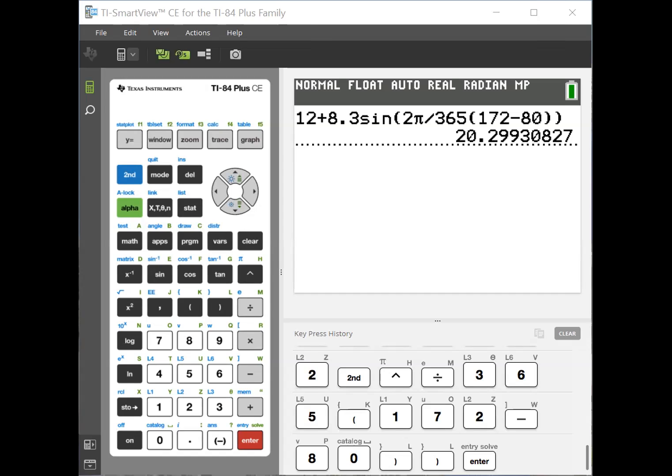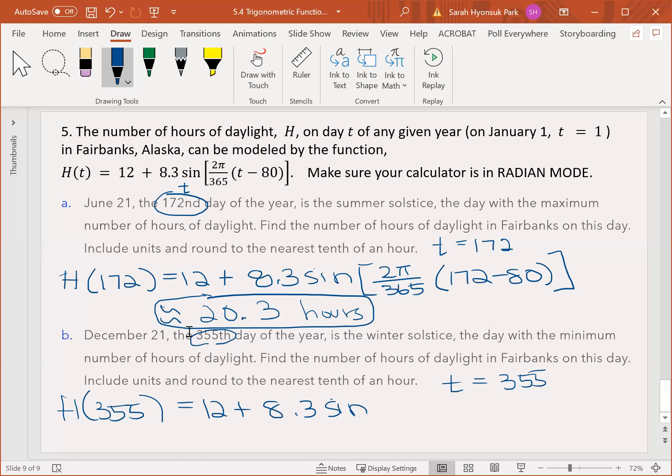Same thing, 12 plus 8.3 sine. Actually, you guys aren't able to see, I forgot to switch over. I apologize. Okay, so we're in the second problem, where t is 355 for the winter solstice on December 21st. Plugging 355 into the function again: 12 plus 8.3 sine of 2 pi over 365 times 355 minus 80.